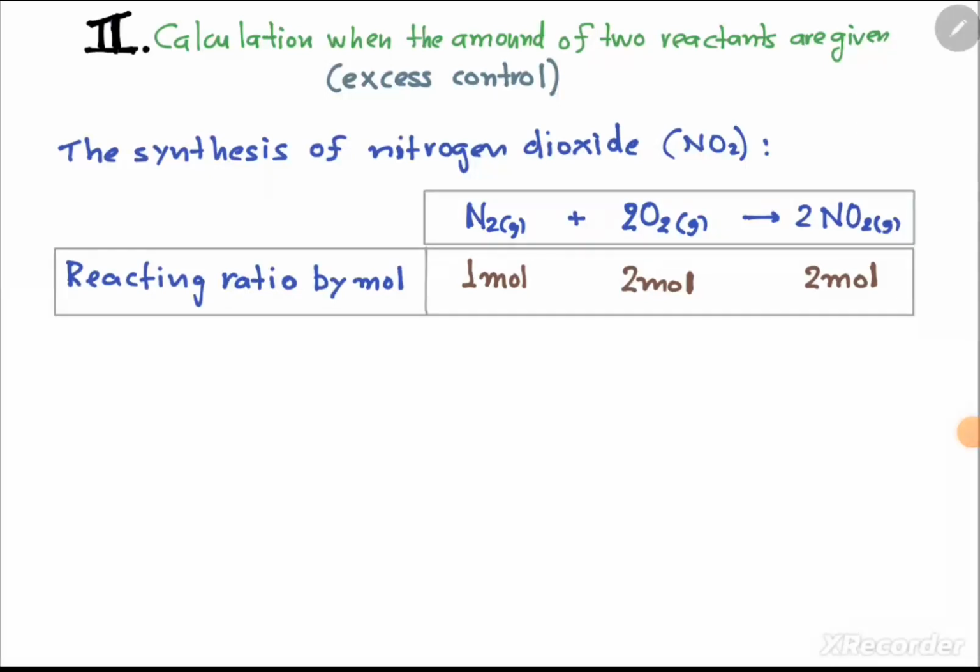Hello again. In the previous lesson, we learned that for the stoichiometric calculation, we need an amount of reactant that reacts completely. Let's see case 2. Calculation when the amounts of two reactants are given. We call it excess control. Given the synthesis of nitrogen dioxide, we have the balanced equation and the reacting ratio by mole. 1 mole nitrogen reacts with 2 moles oxygen and gives 2 moles nitrogen dioxide.